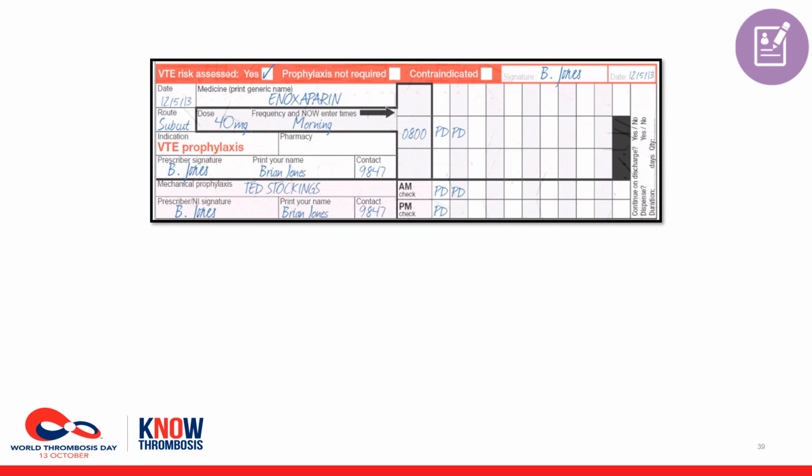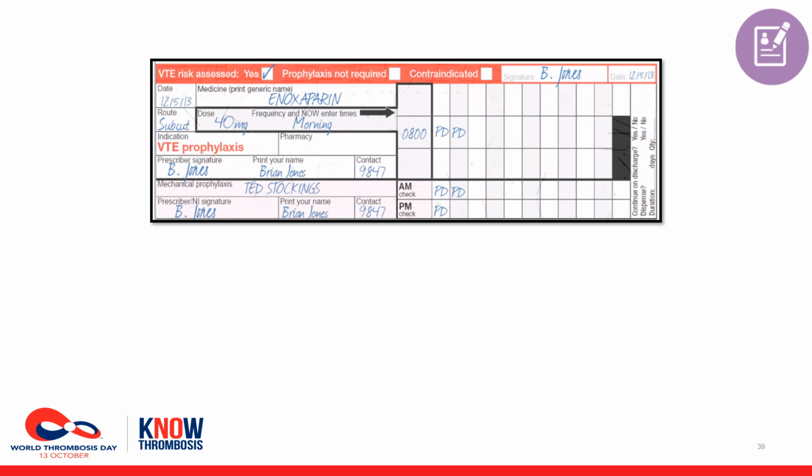So an excellent place to document the VTE prevention plan, of course, is in the VTE section of the NIMC. Importantly, to break the section down, firstly, we have an area where the doctors can write whether a risk assessment has been attended or not, whether the patient is at risk or not at risk, or prophylaxis not required. The next section is chemical prophylaxis, and the next section is mechanical prophylaxis.